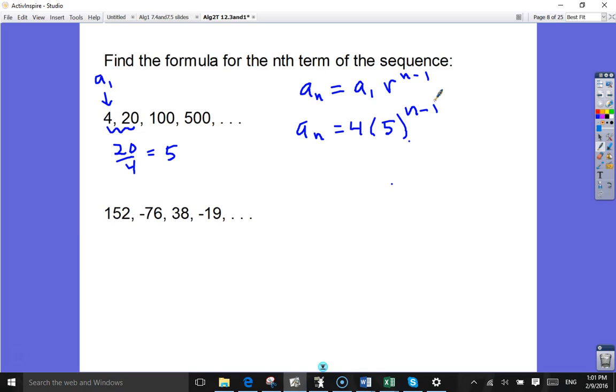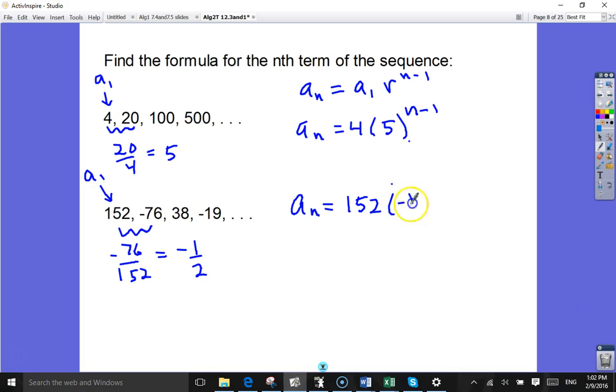Right, how about the second one? First term, obvious. What is the r? Negative 1/2. If you don't like the calculation, you can move to smaller numbers. Just go down the line, right? Because it's going to be constant anyway. So what's the formula? an equals 152 times negative 1/2 to the n minus 1.